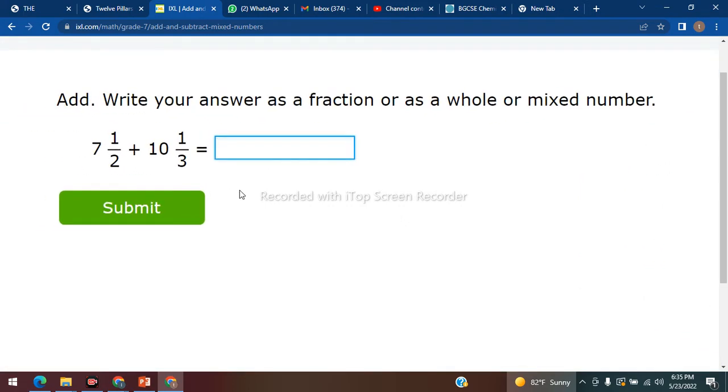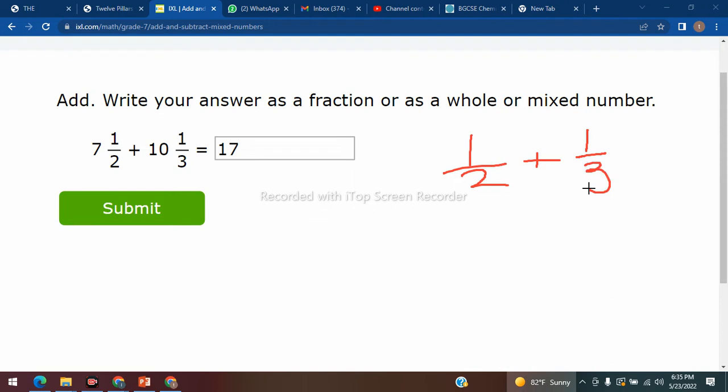Now we could add this easily, right? 10 and 7 is what? 17. Good. We have 1 over 2. Let's do this quickly. What's the lowest common multiple? 6. What times 2 is 6? 3. And what times 3 is 6? 2.